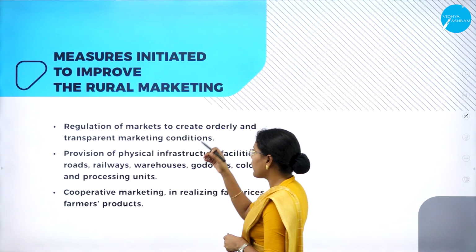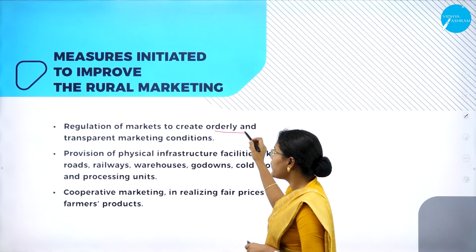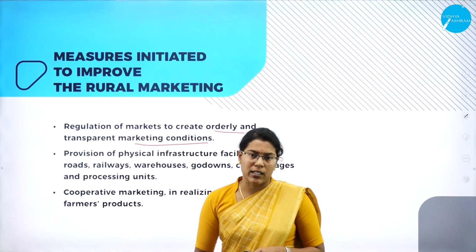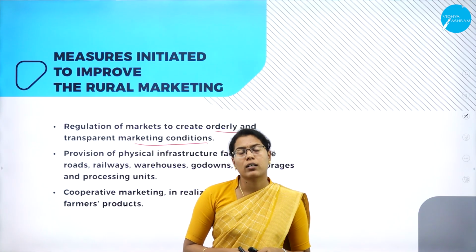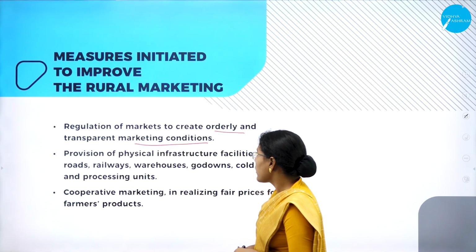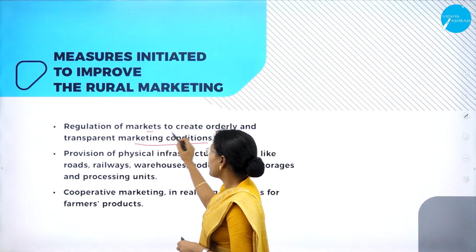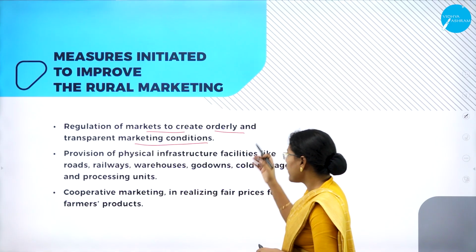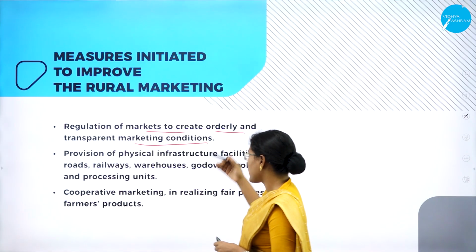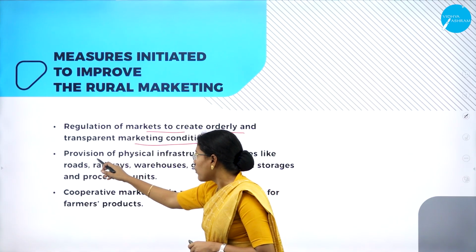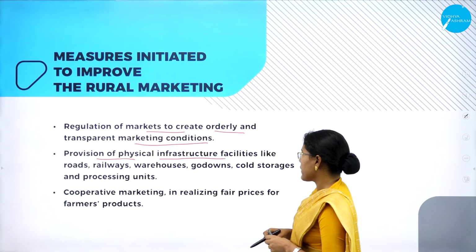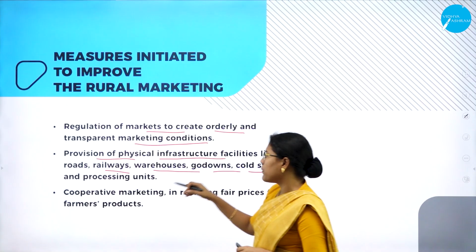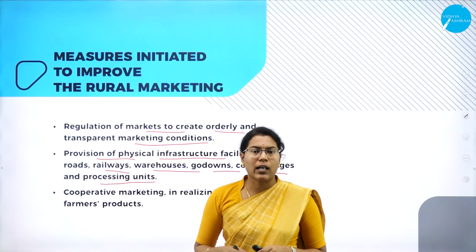The first one is regulation of markets to create orderly and transparent marketing conditions. That means it brought in the regulation of markets. Say for example, we all have got RMCs, that is regulated marketing councils, where the markets were regulated by the government and a minimum selling price was fixed. So apart from the regulation of markets in a transparent and orderly manner, there was this provision of physical infrastructure facilities like roads, railways, warehouses, godowns, cold storages and processing units established by the government.